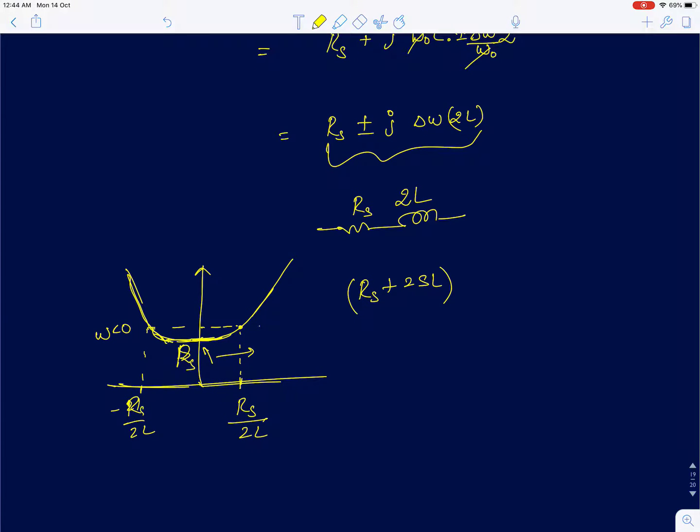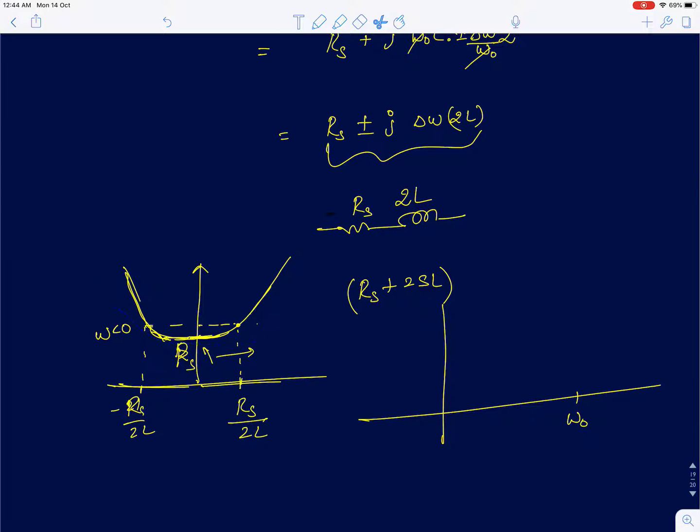Now if I replace this entire circuit, if I just shift this whole function and then place it at omega naught, you would see a very similar behavior.